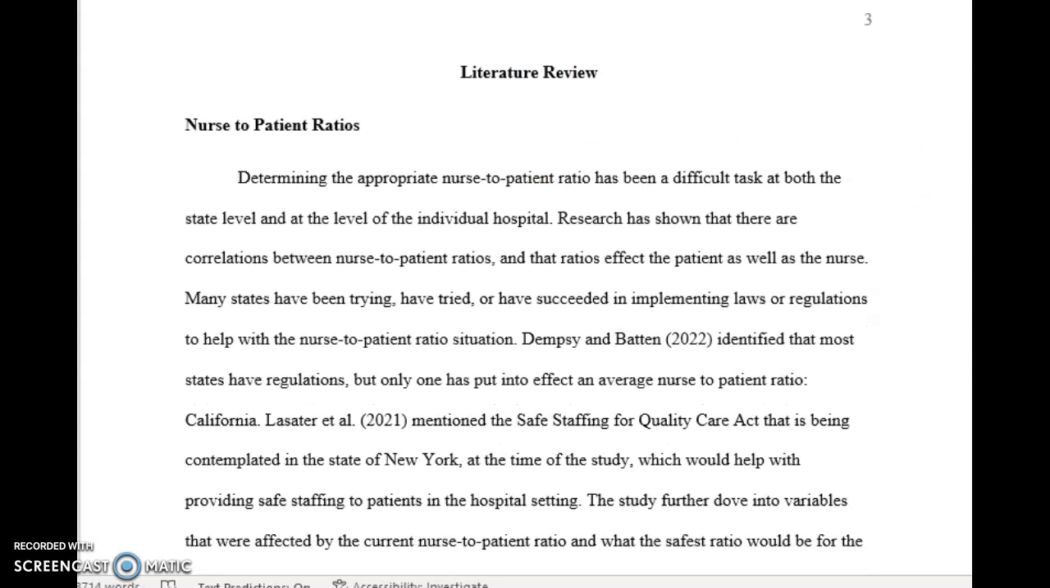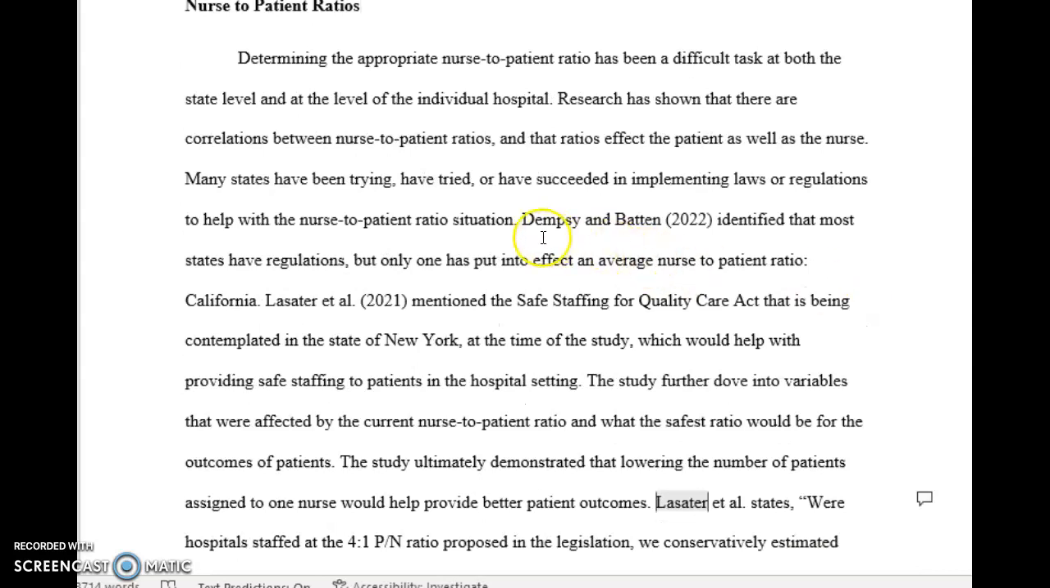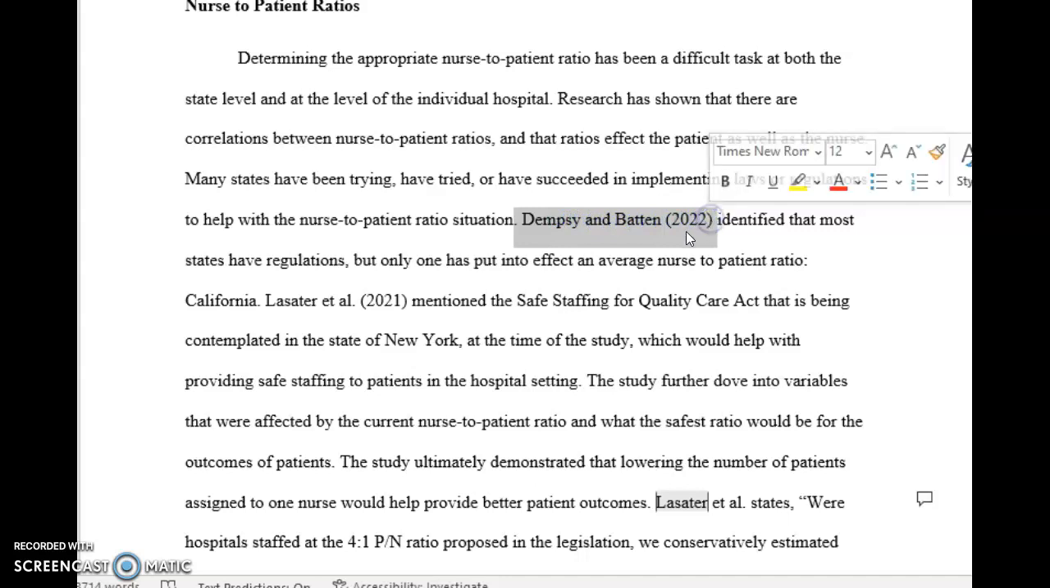As we move through the literature review, here we have two authors, Dempsey and Batten, followed by the year of publication in parentheses. Now we are going to write out "and" here, but if the citation was at the end of the sentence, then we would use an ampersand instead of writing out "and." Okay?